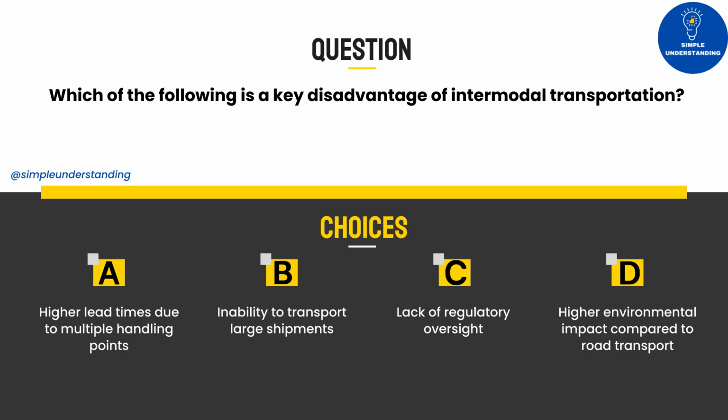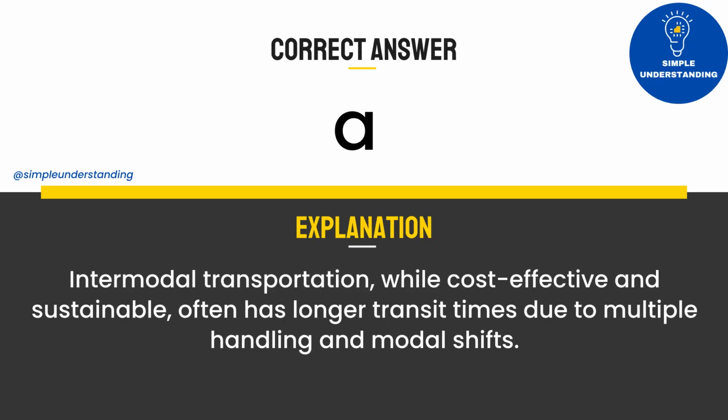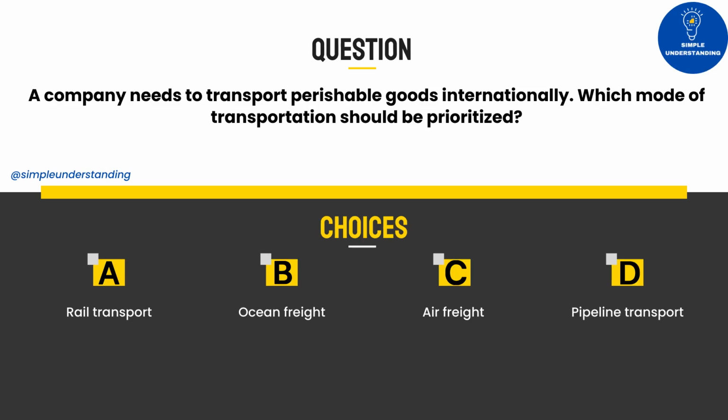2. Which of the following is a key disadvantage of intermodal transportation? A. Higher lead times due to multiple handling points. B. Inability to transport large shipments. C. Lack of regulatory oversight. D. Higher environmental impact compared to road transport. Correct answer: A. Explanation: Intermodal transportation, while cost-effective and sustainable, often has longer transit times due to multiple handling and modal shifts.